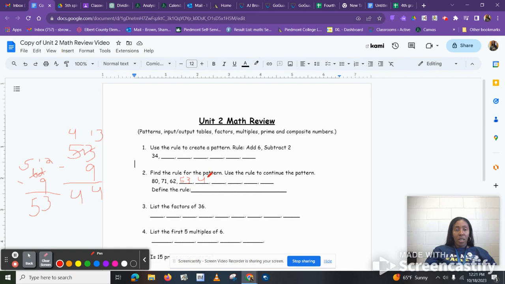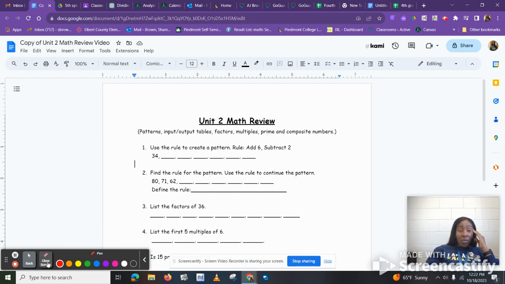So you can continue subtracting by 9 to find the other numbers in your pattern and fill those out. So define the rule. The rule is just subtract 9. That's how you define that rule. You're basically telling what the rule is. Okay? So that's how you do that part.